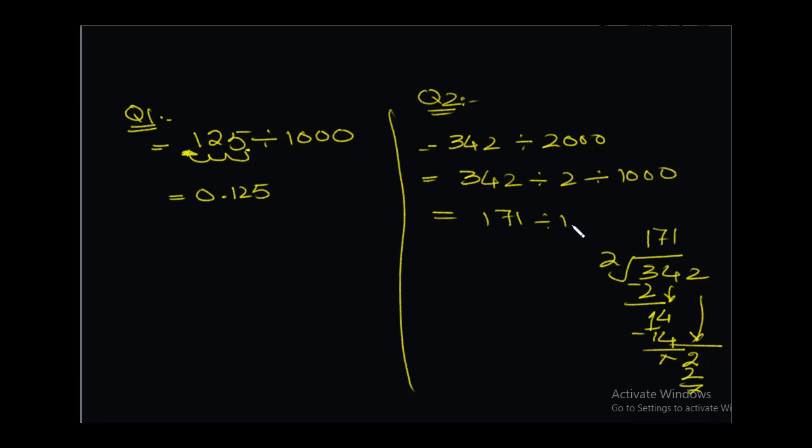We get 171 divided by 1000. So according to the rule, the point is located over here at the end of the number, and it will move 3 places forward, and it will move out from the number, and the decimal answer of this number will be 0.171. This is all the work on decimal numbers with multiplication and division.